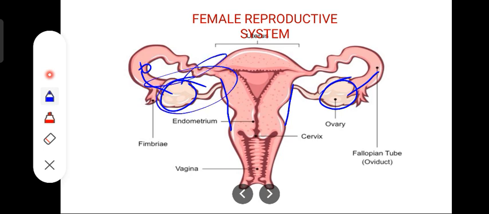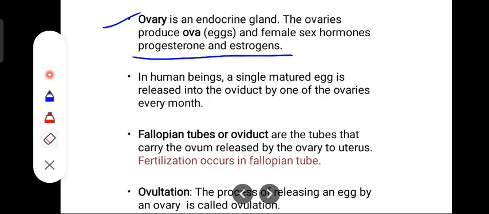ठीक है. So now let us see what is the next part. The next part is the fallopian tube. They are also known as oviduct. They are the tubes that carry the ovum released by the ovary to the uterus.